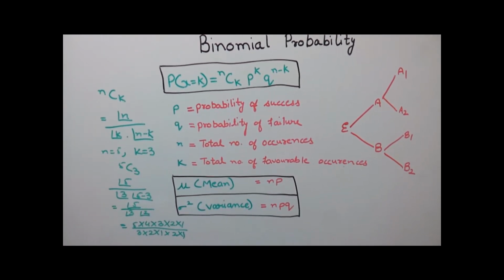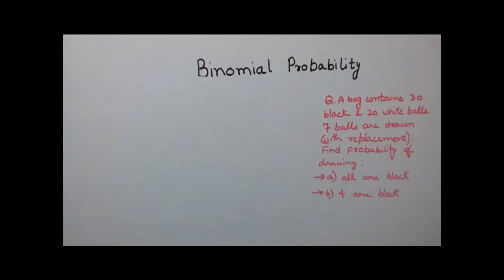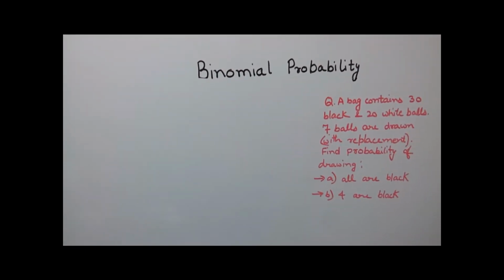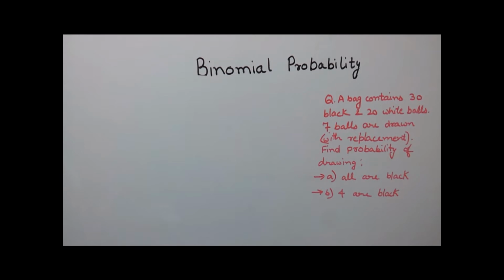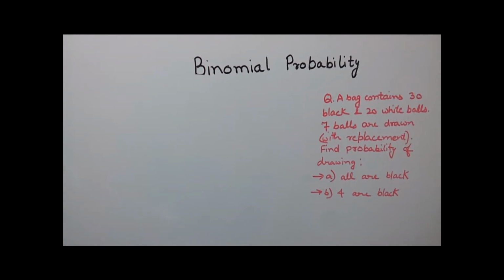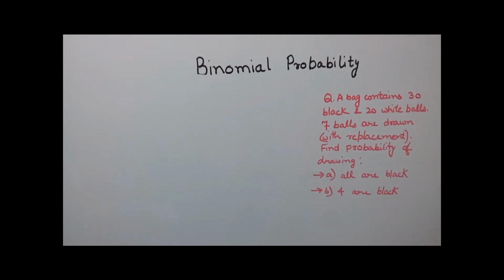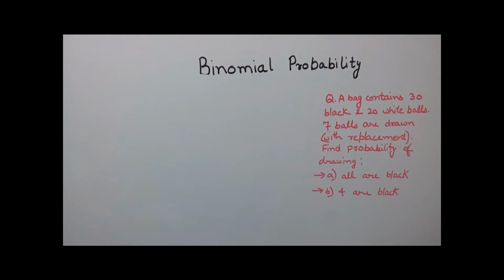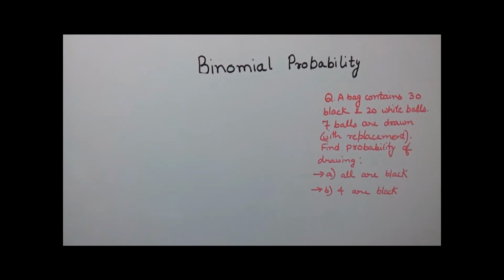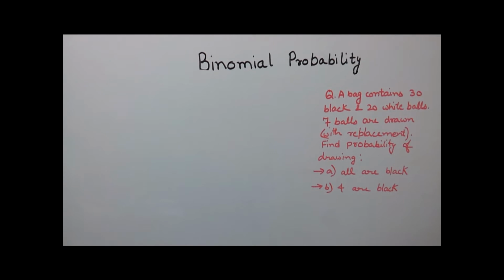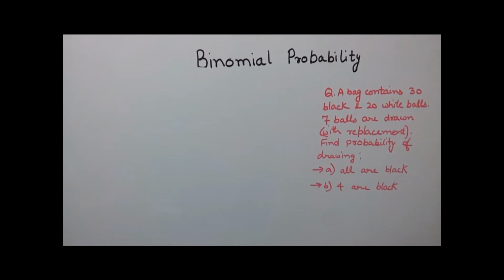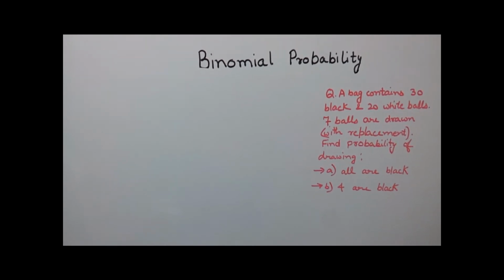Now let's move to some practical examples. The question says a bag contains 30 black and 20 white balls. 7 balls are drawn with replacement. Find the probability of drawing all black. In the second case, we need to find the probability of only 4 being black.